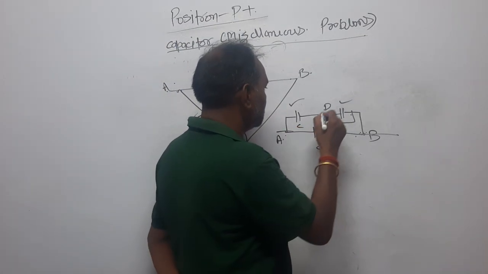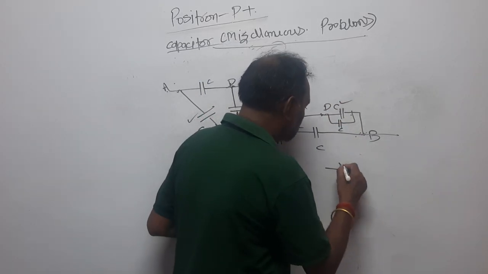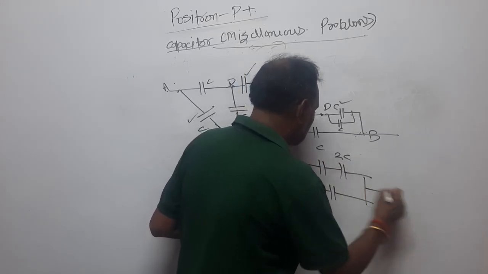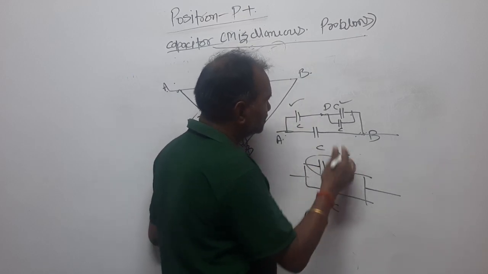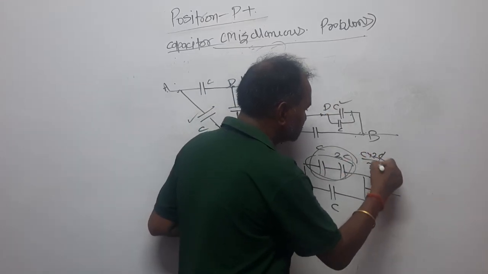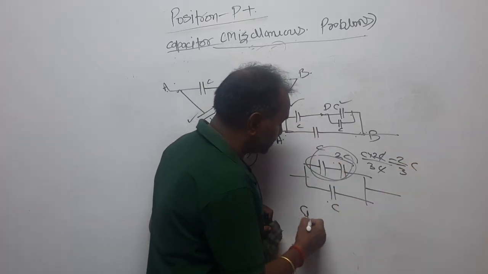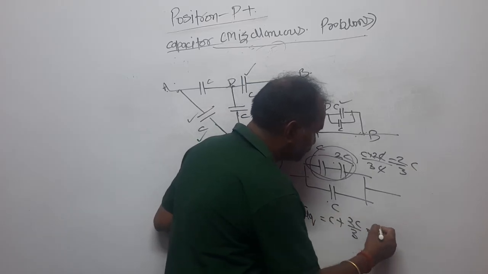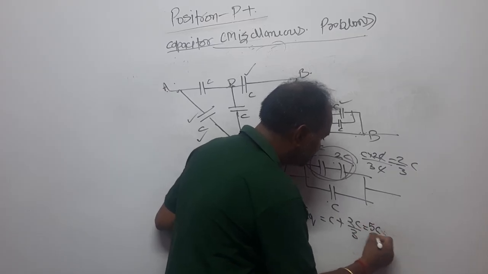Like this is C, C, C, C. Now these two are parallel, so this is 2C, this is C, and now it is C. Now how can you solve? These two are in series, so the equivalent of these two would be C into 2C upon C plus 2C, 3C. C would be cancelled, this is 2 by 3 C. Now this and this are parallel, so equivalent will be C plus 2C by 3, that is 5C by 3. So your answer would be 5C by 3.